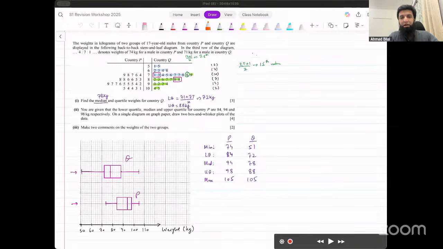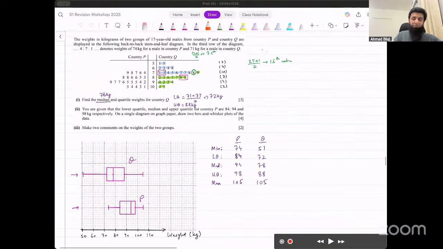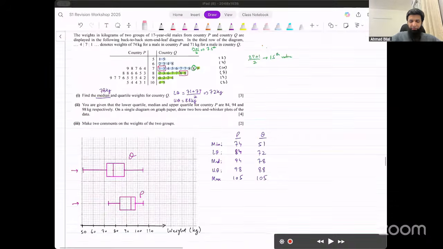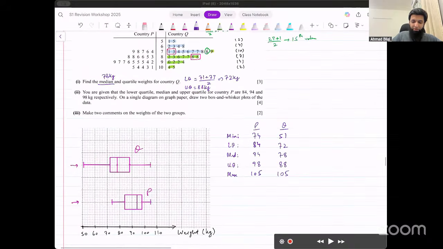That could be standard deviation, range, interquartile range, depending on what the diagram is. For example, we have this box and whisker plot, and they ask us to make two comments on the weights of the two groups. So we have made two box and whisker plots in the first part, and now we need to make two comments in this. Now, how do we make those two comments?